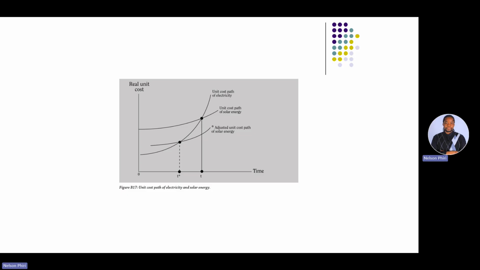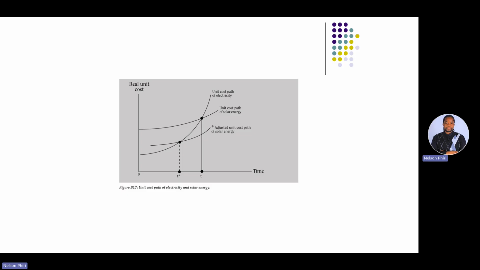So as long as the real average cost of the exhaustible resource, which is electricity, is less than the real average cost of the renewable resource, which is solar, the firm will continue using electricity. The firm will only convert to the alternative renewable resource when the real average cost per unit, which is the initial cost plus maintenance cost, is less than the real average cost of the exhaustible resource. So looking at our diagram, before the time period T, the real unit cost of electricity is less than the real unit cost of solar. So the firm will only convert to solar after the period of time T.